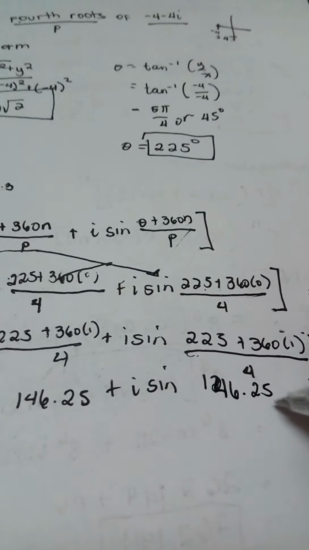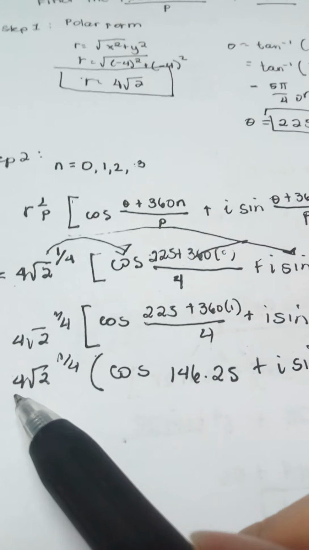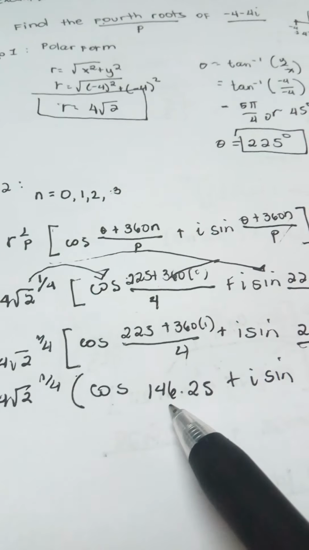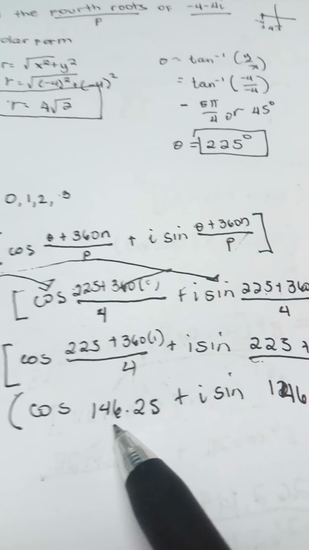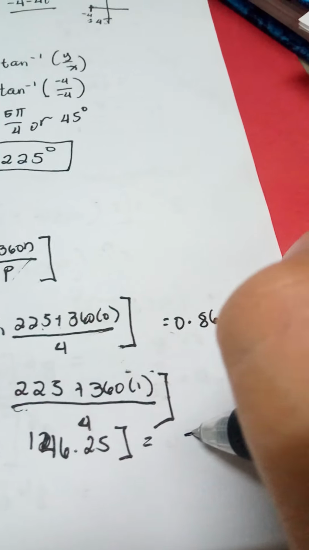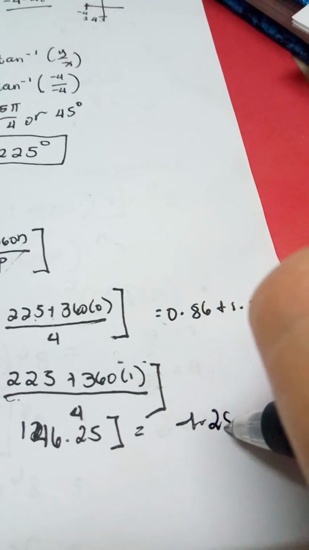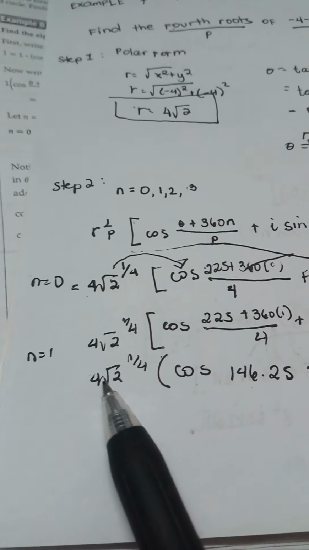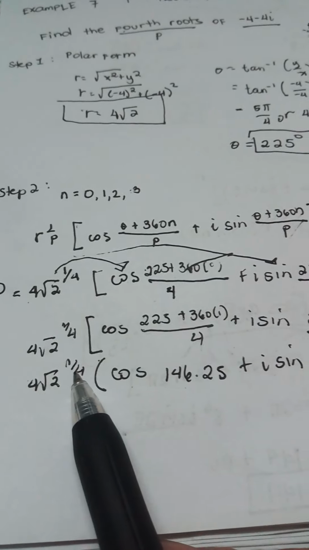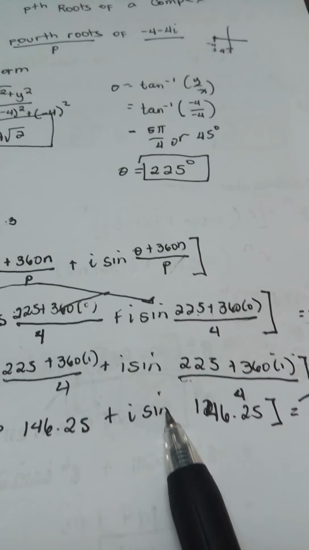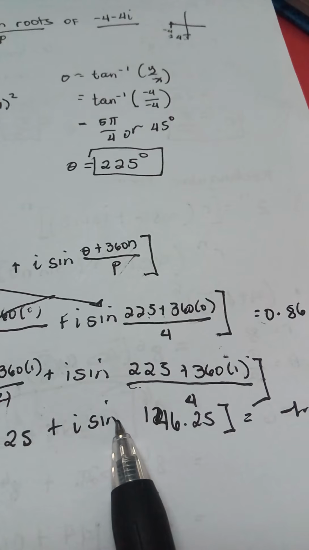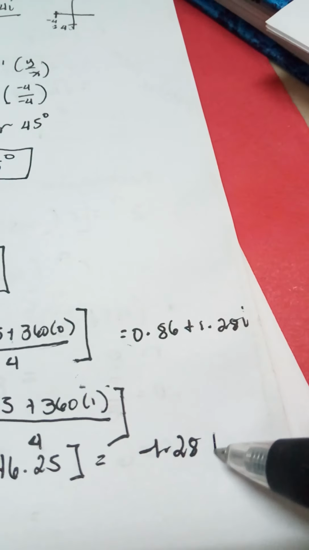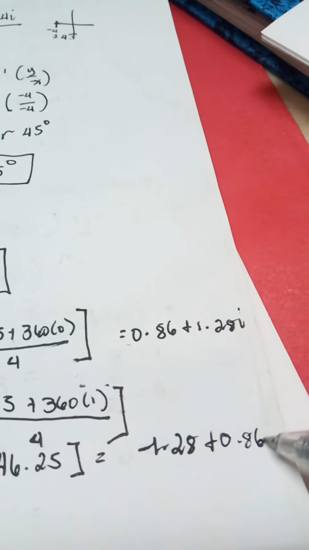Whatever the value of this angle is the same as this angle. Then distributive property. 4 the square root of 2 to the power of 1/4 times cosine 146.25 is equal to negative 1.28. Then 4 the square root of 2 to the power of 1/4 times i sine 146.25 is equal to 0.86i.